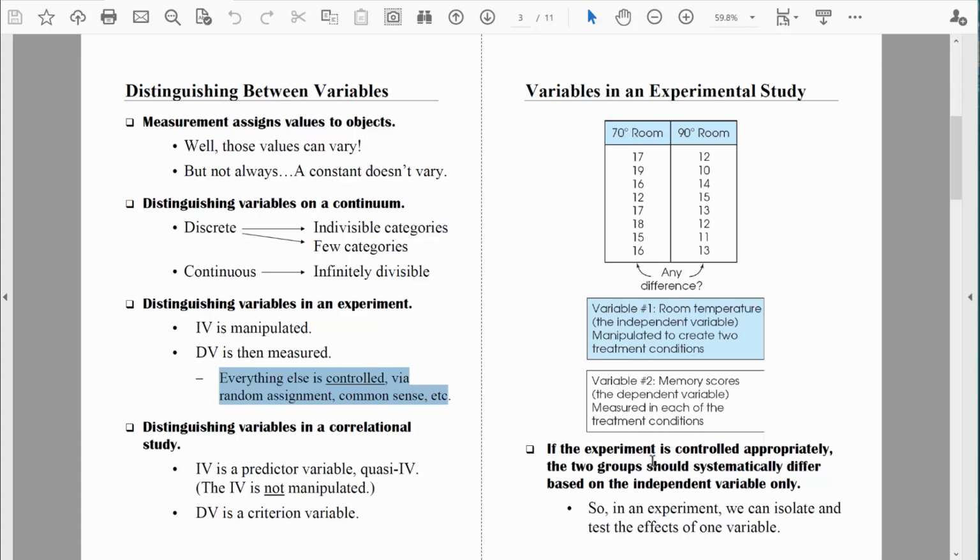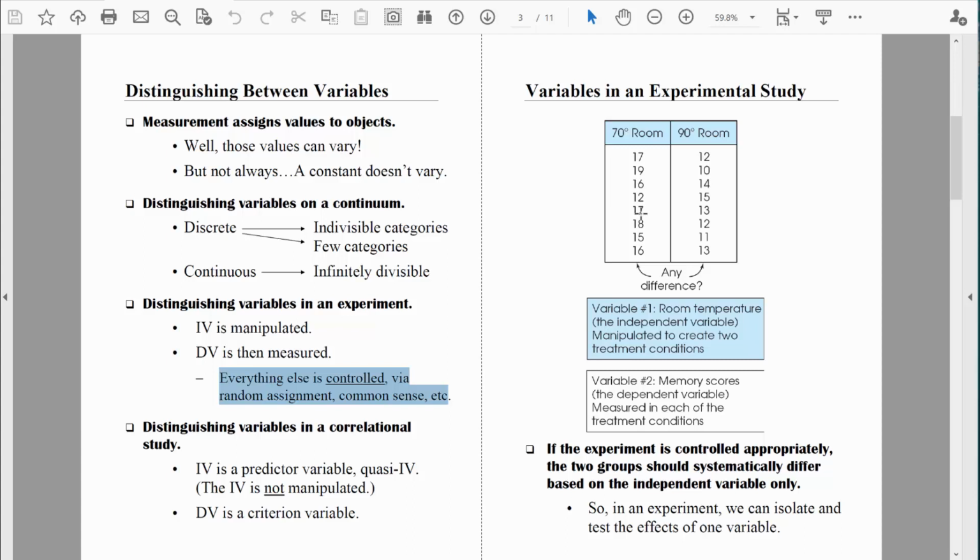And here's the really important point. If the experiment is controlled appropriately, those two groups will differ systematically simply based on that one independent variable. This is what makes an experiment such a special thing. It's only through experimentation that we can isolate and test the effects of one variable. If I find differences between these two groups, if I find that the people in the comfortable room outperform the people in the hot room, I can say with confidence it's because of the temperature of the room. The reason I can say that with confidence is because the temperature of the room is the only thing that systematically differed between those two groups.